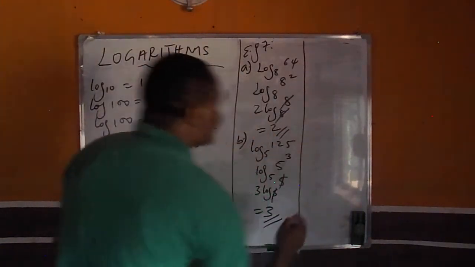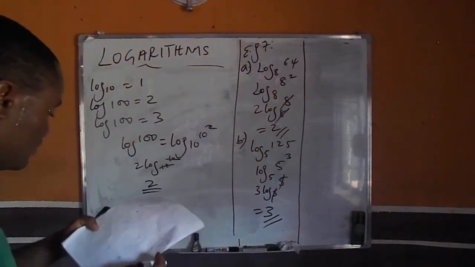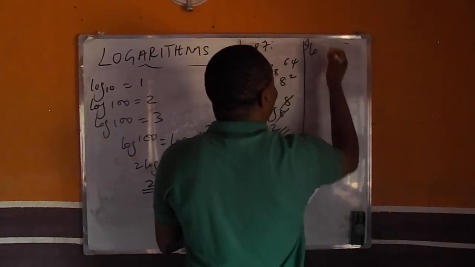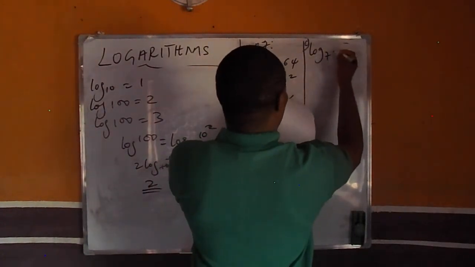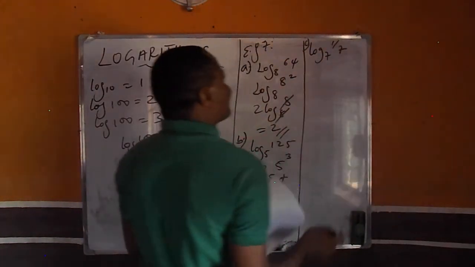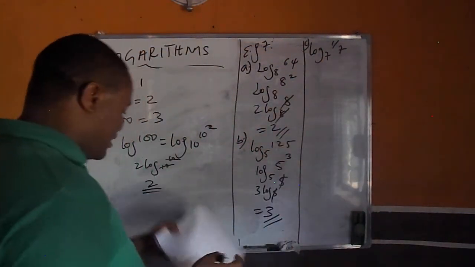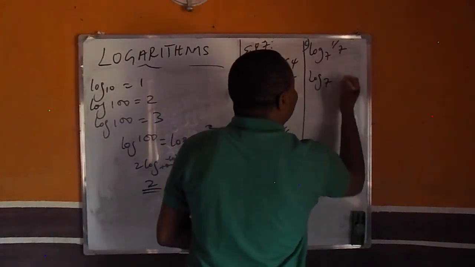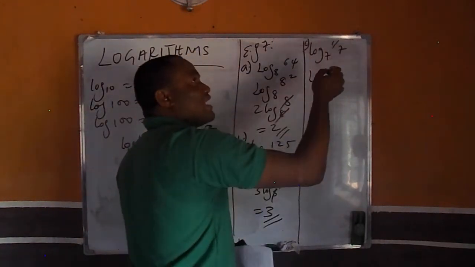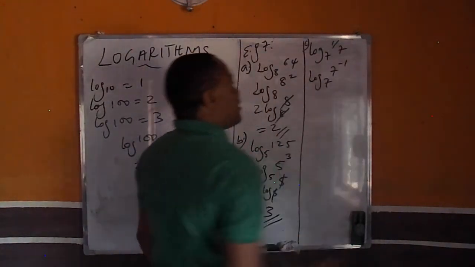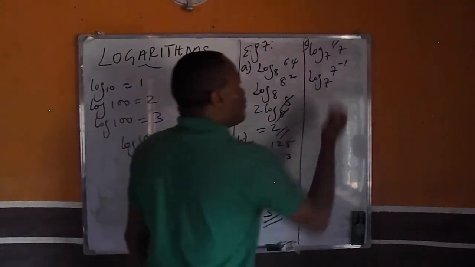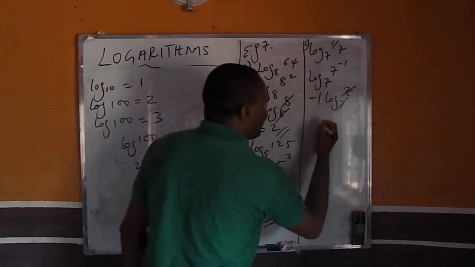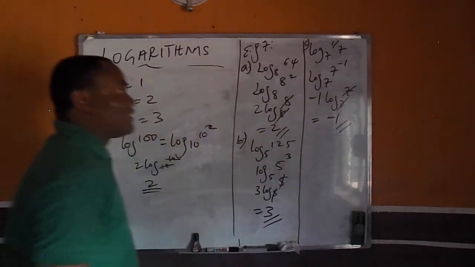We move on in our solving. For instance, if you have to solve C, log base 7 of 1 over 7. How do you solve log base 7 of 1 over 7? This 1 over 7 is the same thing as 7 raised to power minus 1, which comes here to minus 1 log 7, 7. 7 cancels 7. Our final answer will give you negative 1.